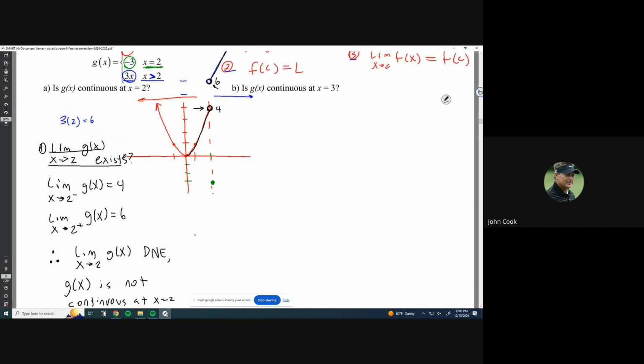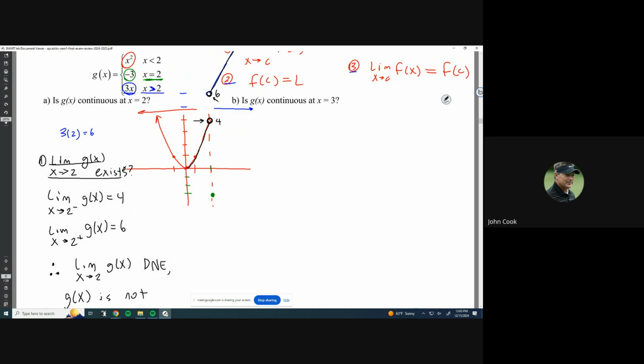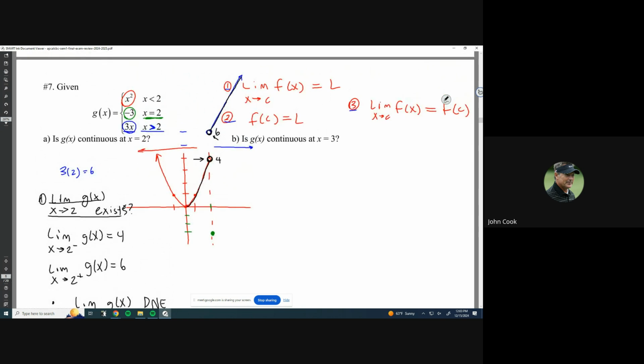All right, so there you go. There's one that doesn't work. For part B, is g of x continuous at 3? Let's see where it would be at 3. Well, at 3 is just over here, so it's just this point, whatever that is. Let's see what it is.